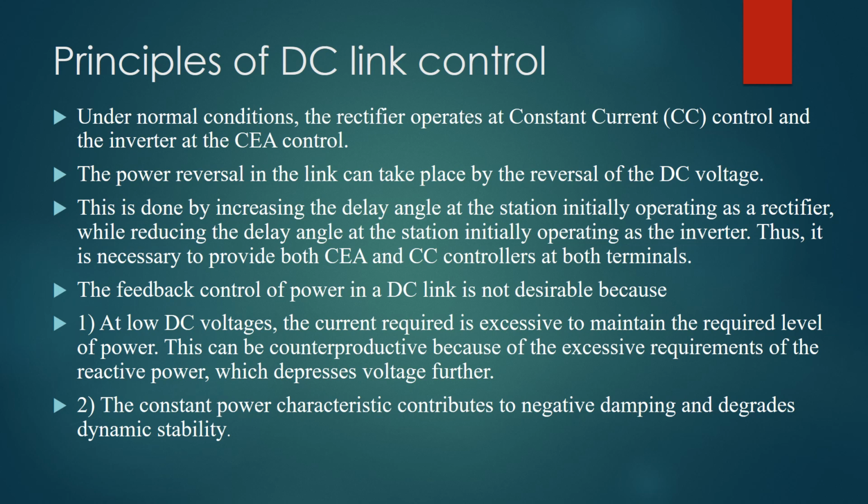The feedback control of power in DC link is not desirable because of two reasons. One is, at low DC voltage, the current required is excessive to maintain the required level of power. This can be counterproductive because of excessive requirements of reactive power, which depress voltage further. The constant power characteristic contributes to negative damping and degrades the dynamic stability.